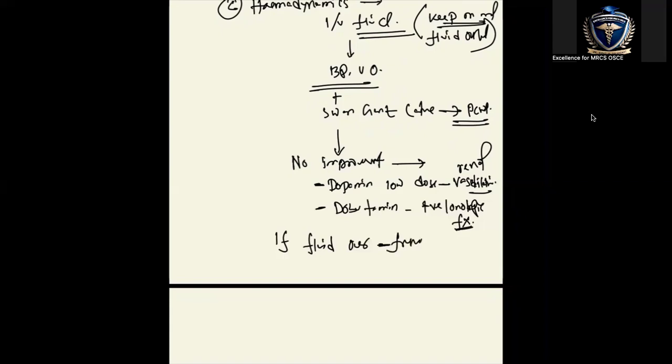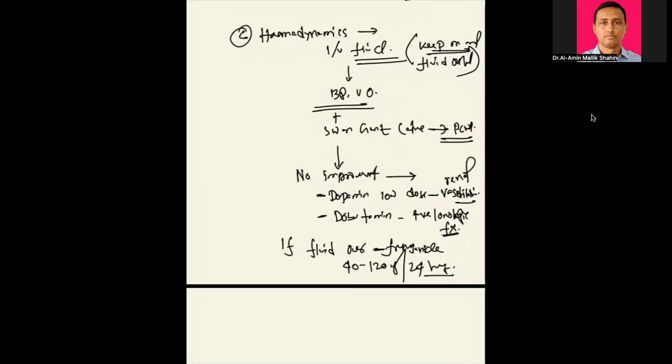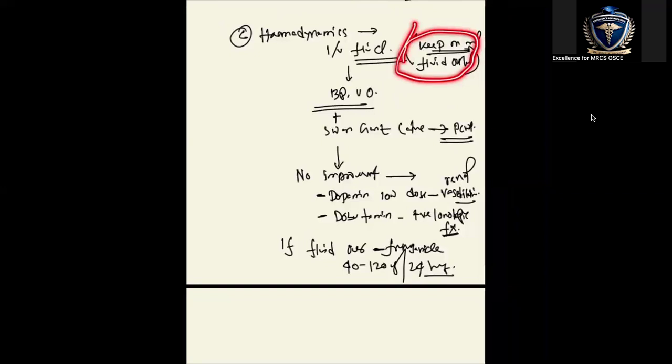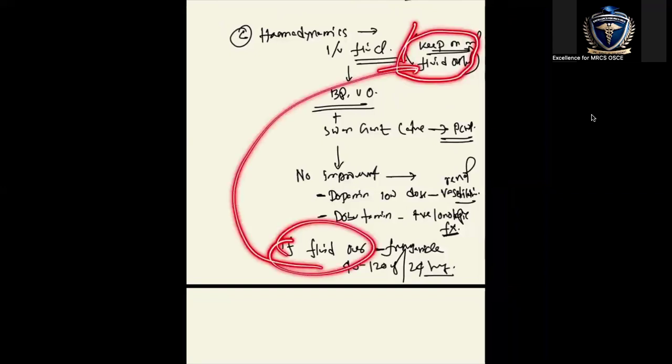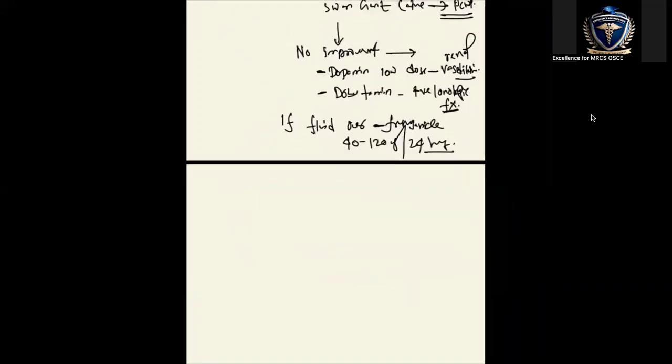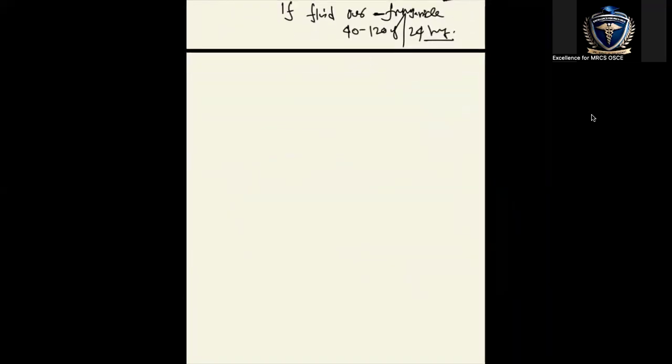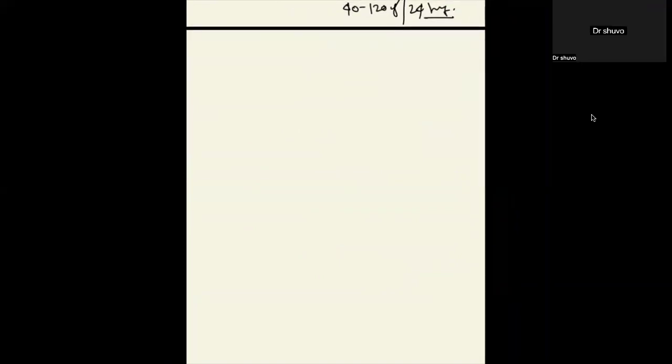Furosemide, 40 to 120 mg per 24 hours. So in our assessment, at any moment when we find fluid overload, then we use furosemide. Exactly. Not always do we use furosemide. Yes, when there is any fluid overload, we will give the patient furosemide. Did you get my point? Yes, I get you.